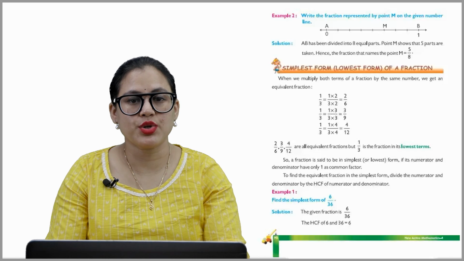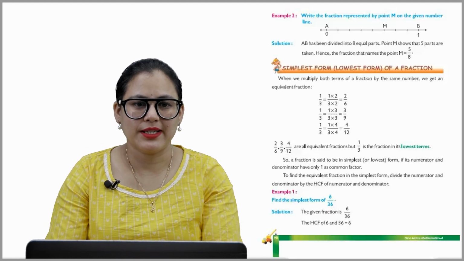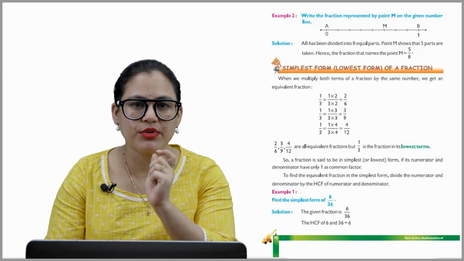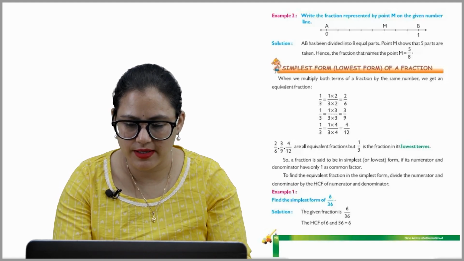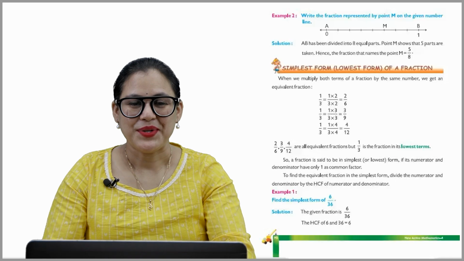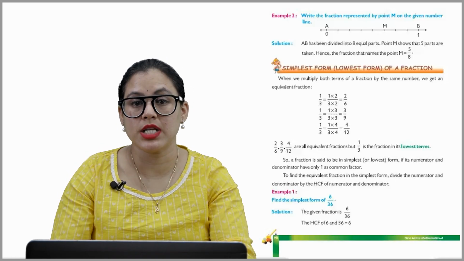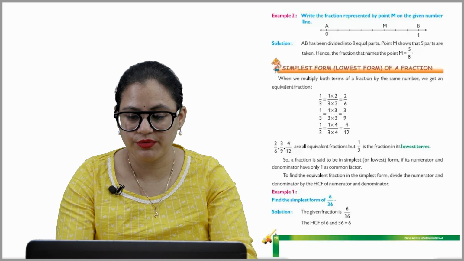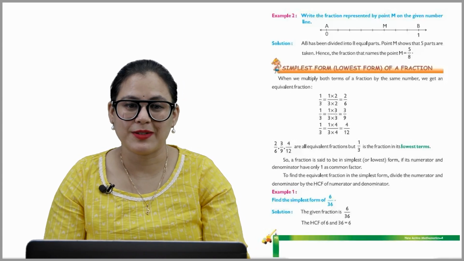Example 2, write the fraction represented by point M on the given line. First, what you have to do is count the number of equal parts. 1, 2, 3, 4, 5, 6, 7, 8. AB has been divided into 8 equal parts. Point M shows that 5 parts are taken. 1, 2, 3, 4, 5. Hence, the fraction that names point M is 5 by 8.